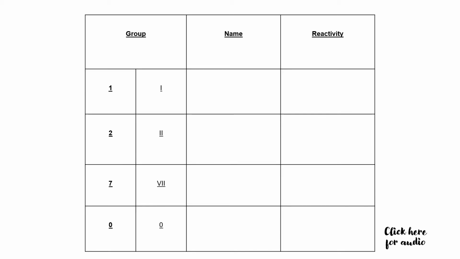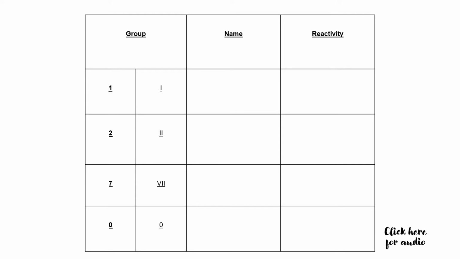Just below where we have written there's a table now, and I've put the table up on this slide. You've been given the group number, both in normal numbers and in Roman numerals, because you could be given either in a periodic table. We have to learn the name of these groups, and learn how reactive they are. These are the most important ones: 1, 2, 7, and group 0, or group 8.